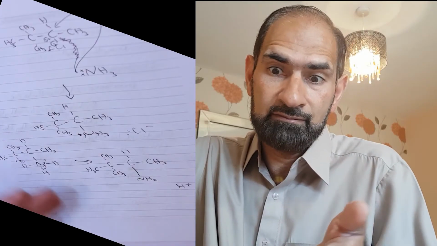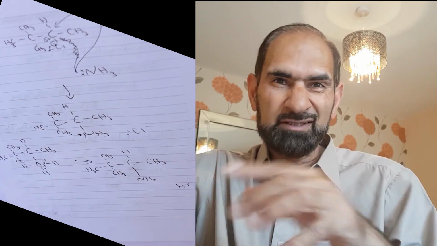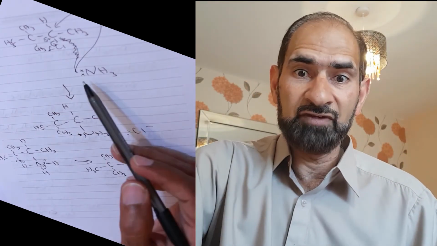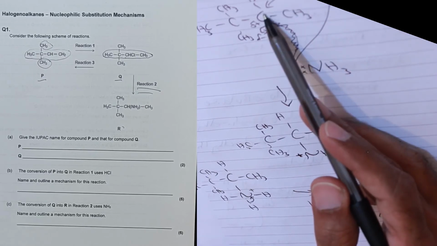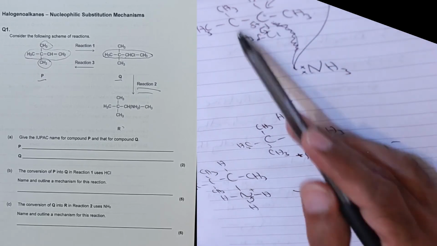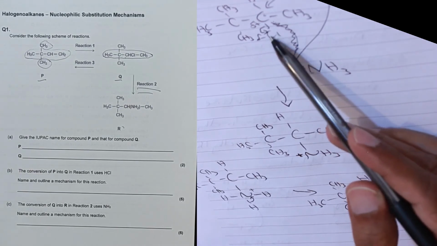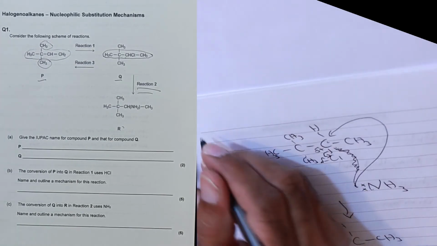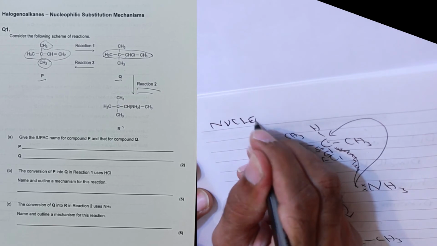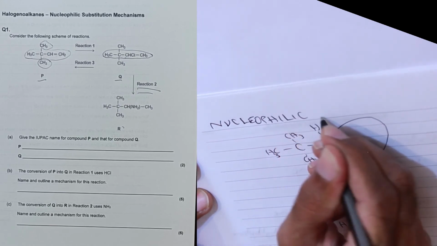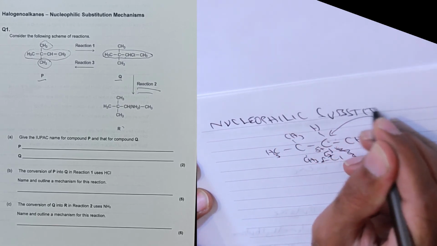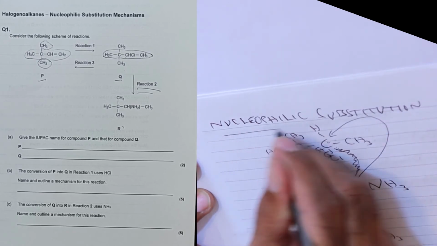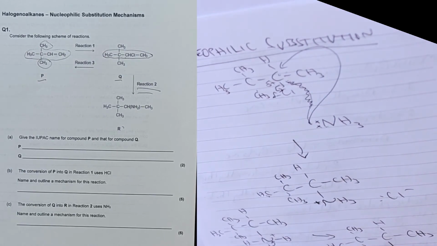Okay, so I've outlined it. Remember what I was saying to you? I usually outline it first. Well, it's obviously nucleophilic. And what's happened between that and that? Well, that chlorine has been substituted for the NH2. So it's nucleophilic substitution. So the name is nucleophilic substitution. There you go. That question done.